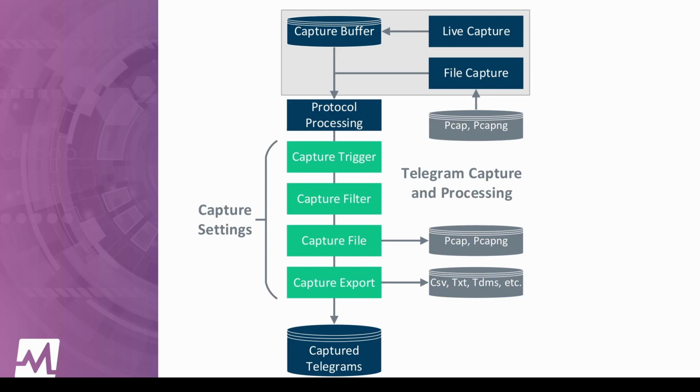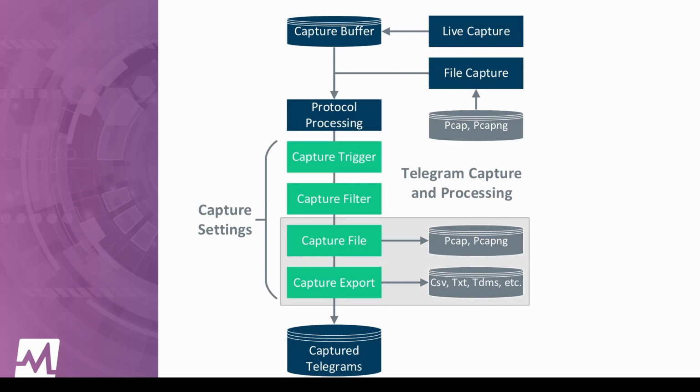If you perform file capture, the telegrams are directly steered to protocol processing. Now, in the first stage of protocol processing, the capture triggers are checked, and all telegrams that don't match will be immediately discarded and be visible as discarded telegrams in your status bar. Afterward, the capture filters are applied, and non-matching telegrams are discarded as well.